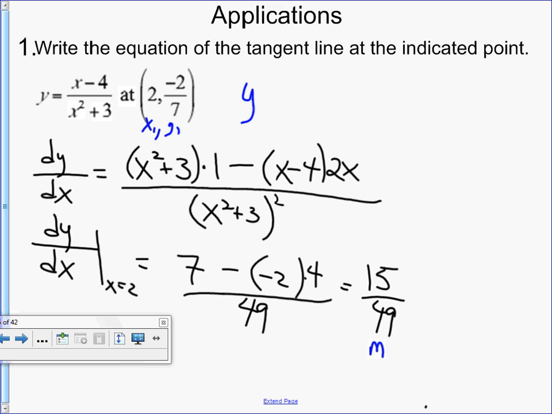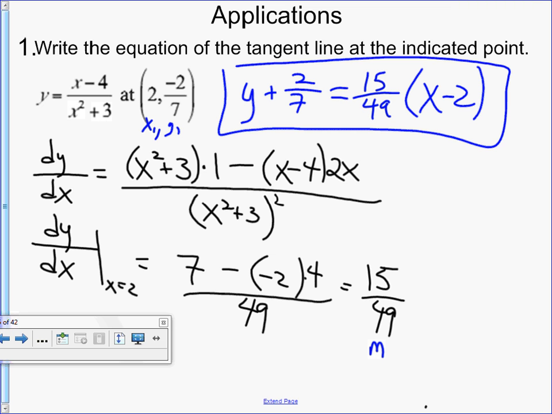Okay, that's the y1. So we're going to have y minus y1. So it's going to be y plus 2/7 equals 15/49 times x minus 2. This is the equation of the tangent line to this curve at that point.